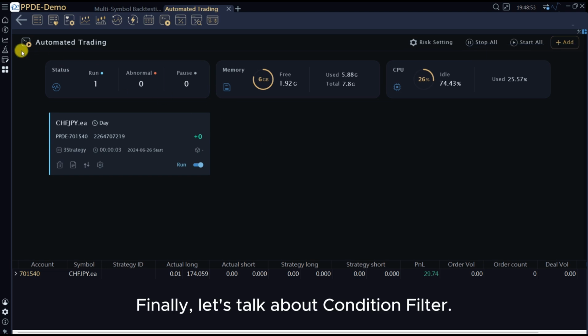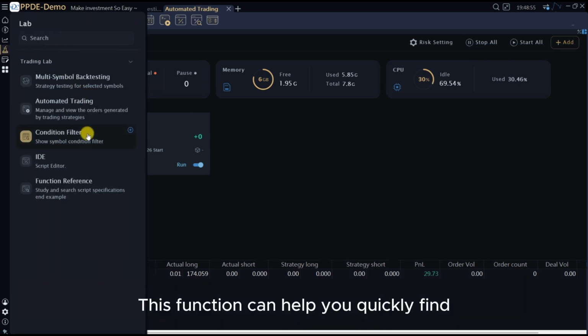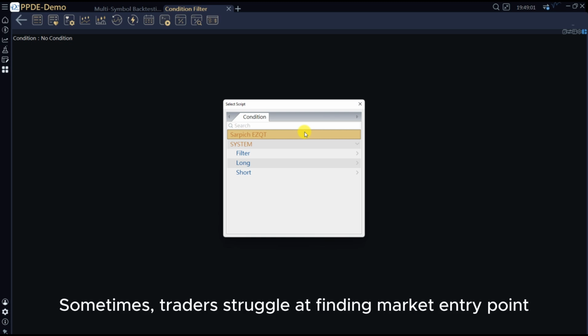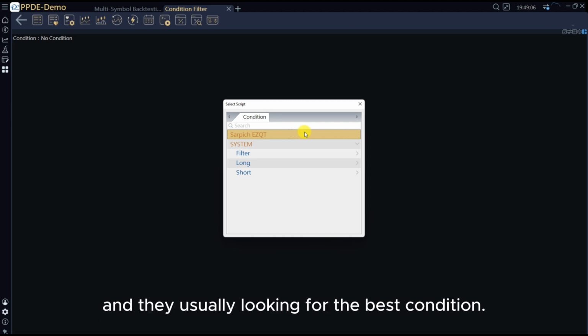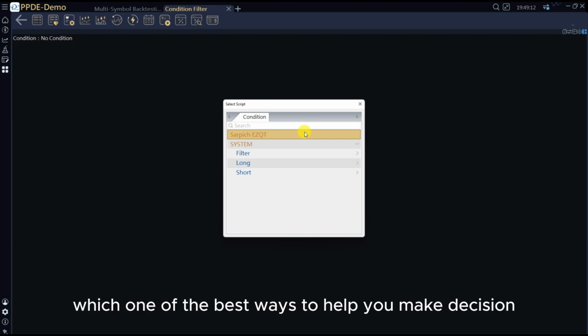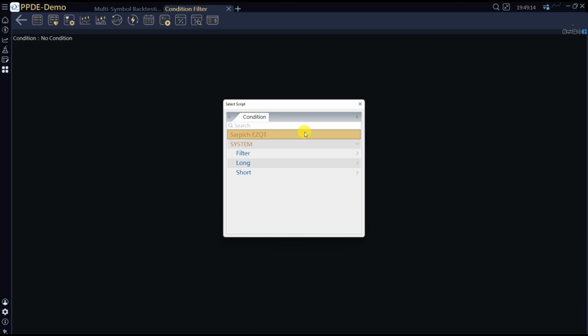Finally, let's talk about condition filter. This function can help you quickly find products that meet your trading conditions. Sometimes, traders struggle at finding market entry points and they are usually looking for the best condition. So, EzQT has developed this function, which is one of the best ways to help you make decisions before entering the market. Here is an example.